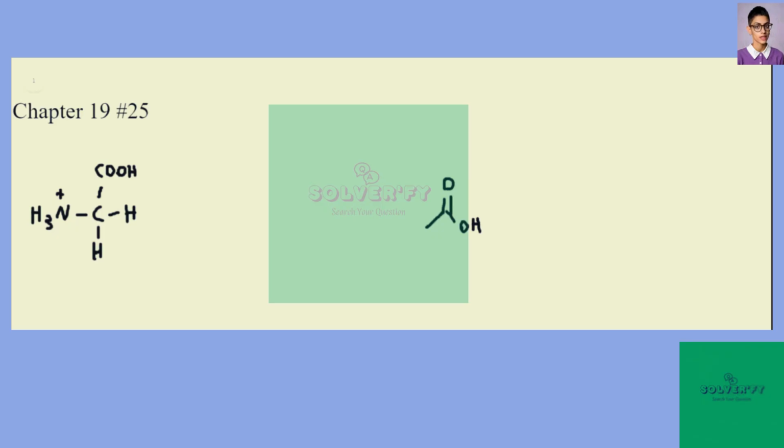Organic chemistry textbook. And this problem asks us, explain why the pKa of the carboxylic acid group of glycine is much lower than the pKa of the carboxylic acid of acetic acid. And we're given those values. So it's 2.35 for the glycine.